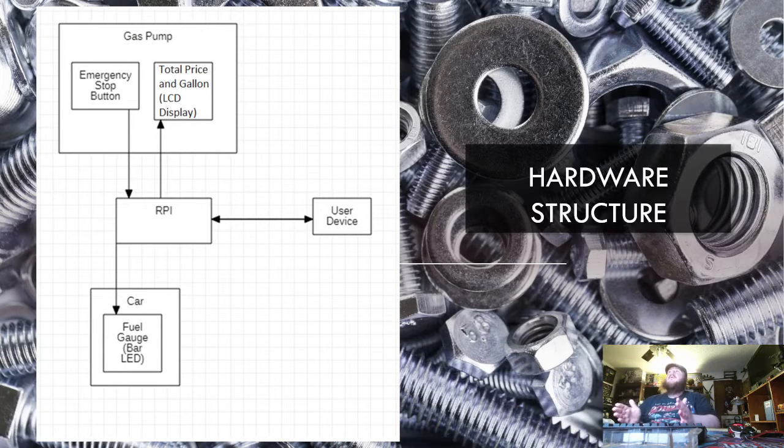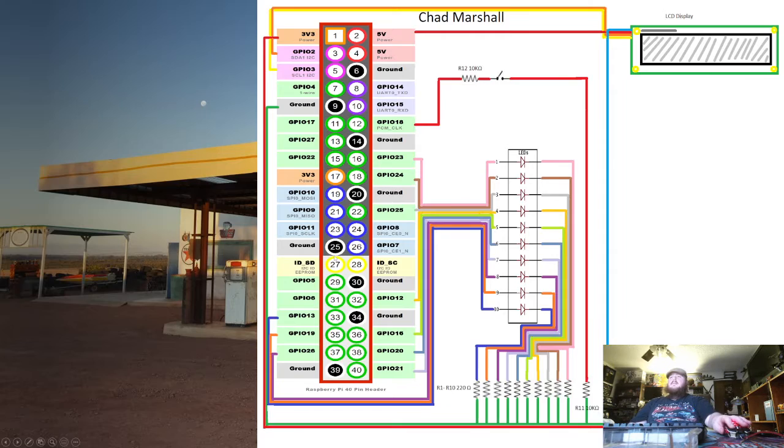Alright, so my favorite part, the hardware structure. So we have the emergency stop button, which sends data to the Raspberry Pi. And then the Raspberry Pi itself sends signals to the LCD display for on and off, and same thing for the fuel gauge bar LED. And that interfaces with the user's client device.